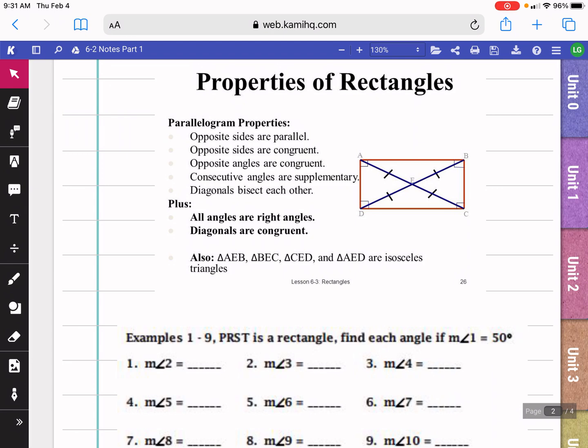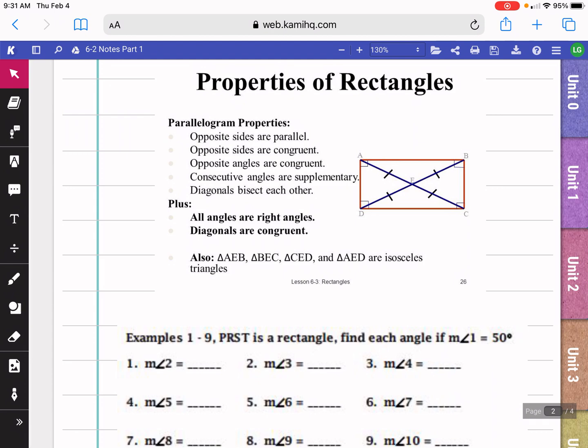other. But in addition to those properties, they also have the properties that all the angles in the corners are right angles. So all the angles are 90 degrees. And each diagonal as well is congruent. So not only do they bisect each other, but they're congruent. So all four pieces of the diagonals that you'll see will be congruent as well.